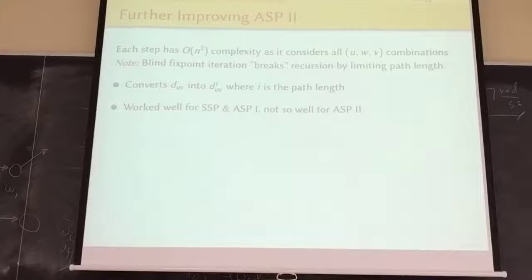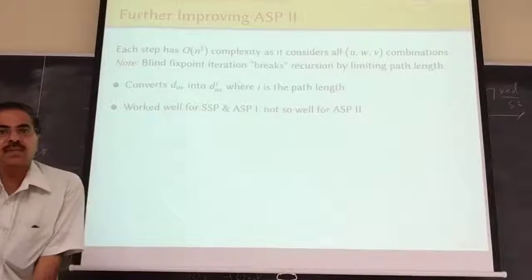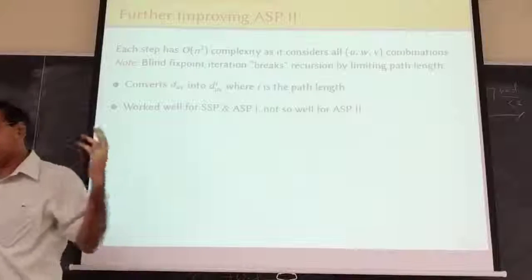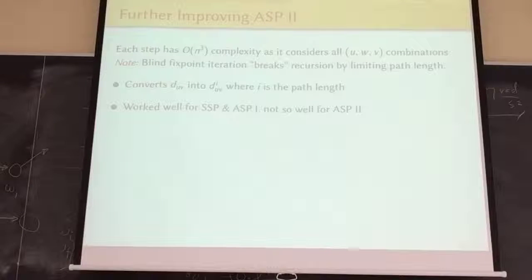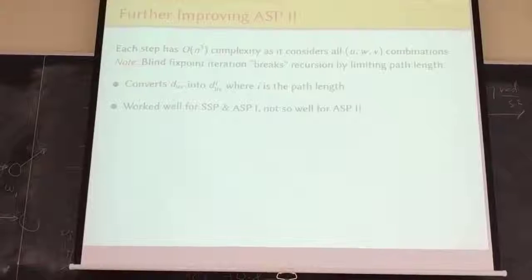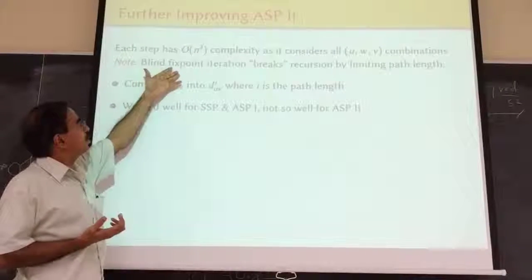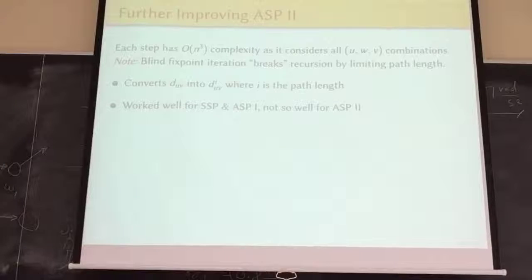The reason it does that is that so far we have done a blind iterative solution. We have an equation, and we know there's a standard way of iteratively solving it. We just apply it blindly and see what happens. That blind application ends up breaking recursion by limiting path length. After one iteration, we have paths of length 1. After 2 iterations, we have paths consisting of 2 edges.